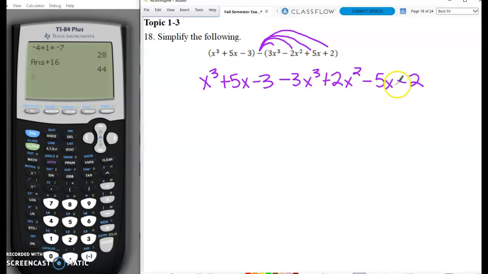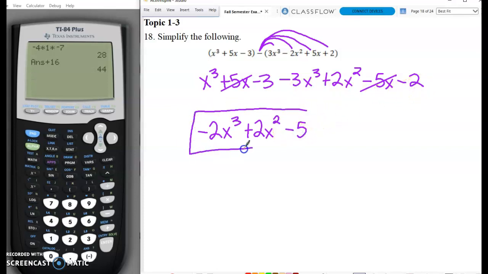And from here, we're just going to combine our like terms. So we have an x cubed and a negative 3x cubed. Combining those together, we are left with a negative 2x cubed. Next, we're going to look for the x squared. There is nothing over here. We only have this 2x squared, so it's just going to drop down and be plus 2x squared. We have a 5x and a negative 5x. Those actually cancel, because 5 minus 5 is 0. And then negative 3 minus 2 is actually going to be minus 5. So this is going to be my final equation. We simply distribute the negative, combine like terms. This is what we're left with.